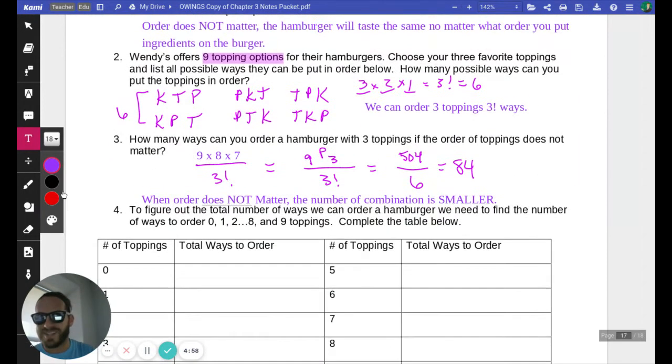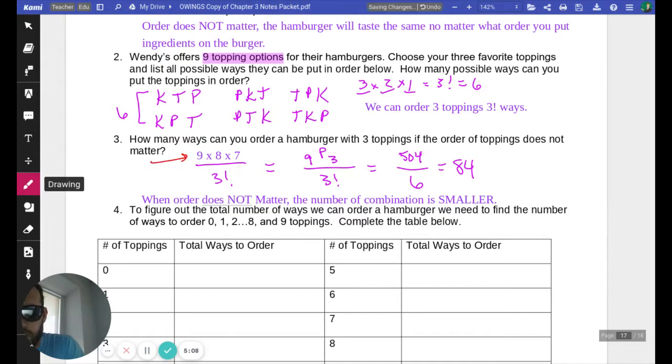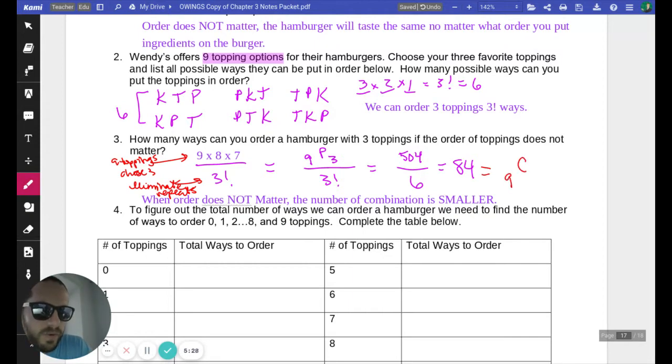To summarize what we did here, we had 9 toppings and we chose 3. We eliminate the repeats. And what this actually ended up equaling was something called a combination, where we have 9 and we're choosing 3 where the order does not matter.